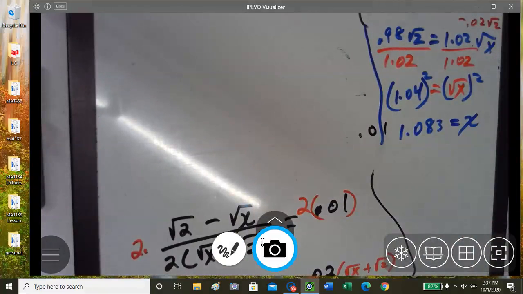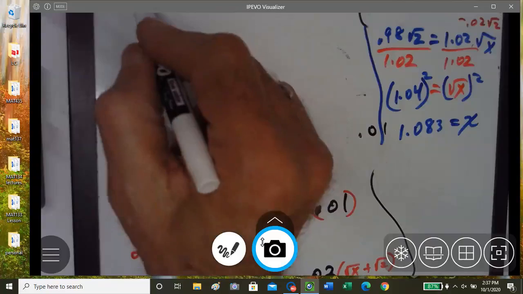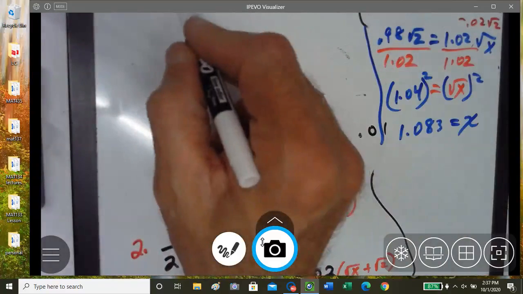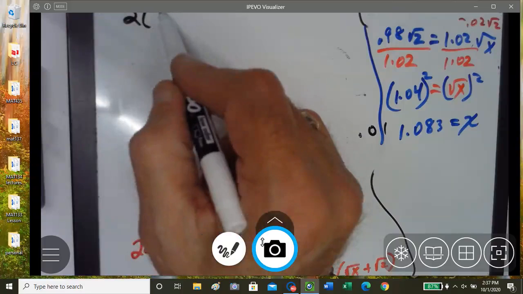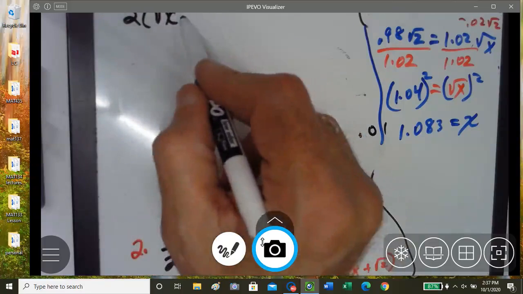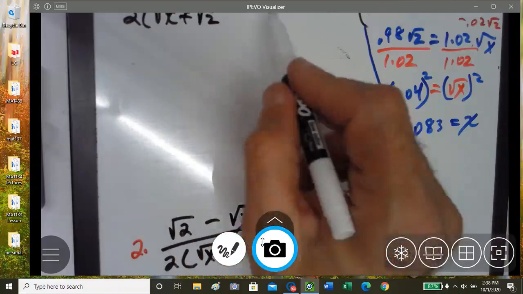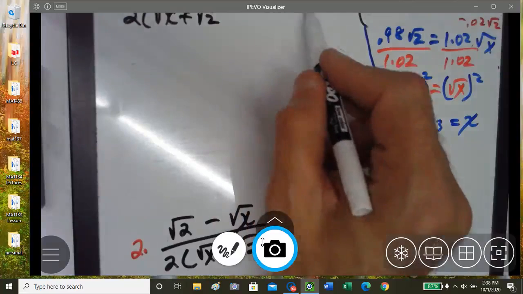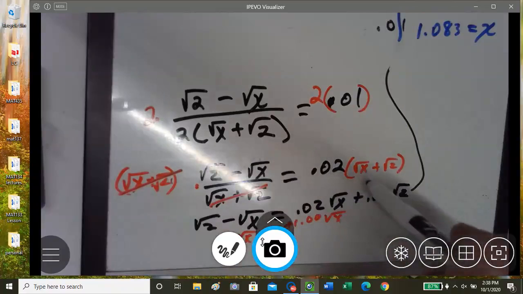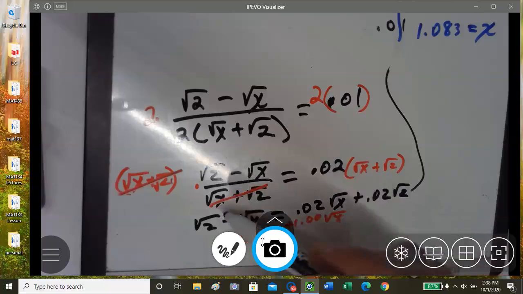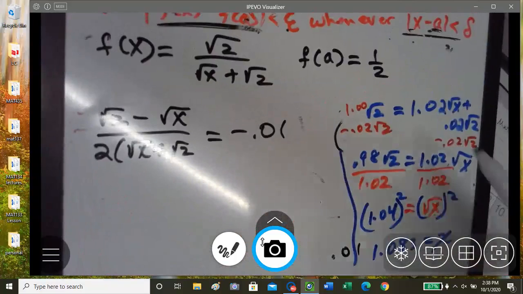So that'll be square root of 2 minus the square root of x over 2 parentheses square root of x plus the square root of 2 equals to a negative 0.01. So now you're going to go ahead and multiply out the denominator and solve for x.